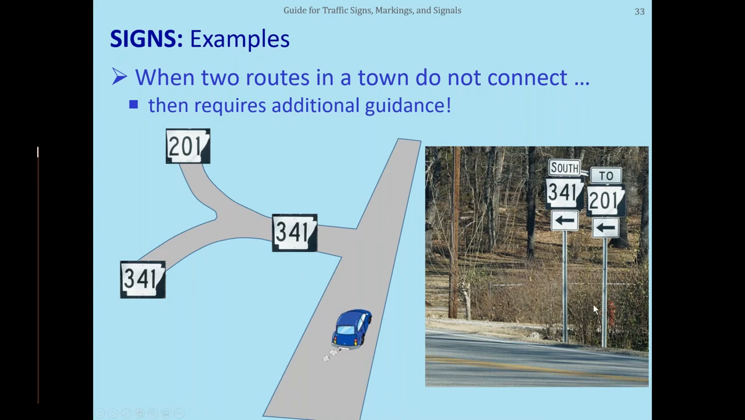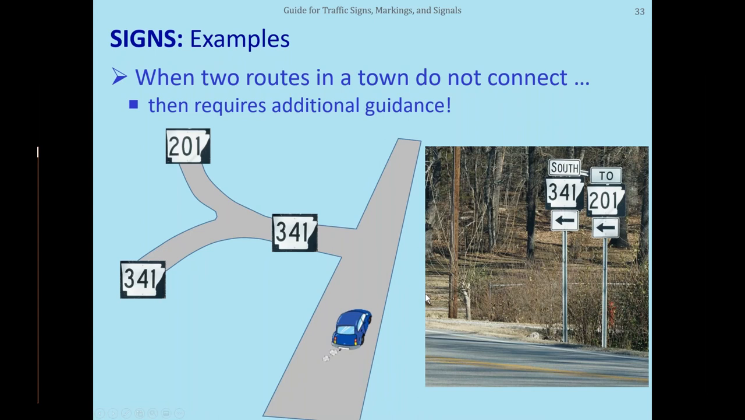What someone with the highway department did, they not only told the drivers you turn left here for 341, but if you wish to get to Highway 201, and I can't remember whether this was half a mile or a mile, pretty close together, you also turn left here.